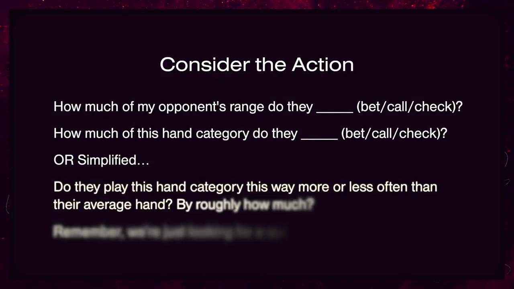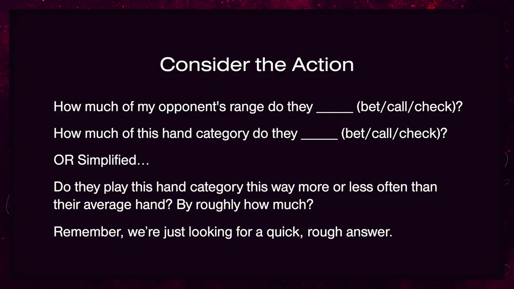And as I've been harping on, you don't want to use too much of your mental bandwidth. So the way that I do it is I just say, okay, I know that they have a flush 20% of the time or so. Let's call it 22 because of pre-flop, but 20-ish. Have they played the hand in a way where they would have more flushes or less flushes? Do they play flushes this way more often than their range or less often than their range? And then by how much?